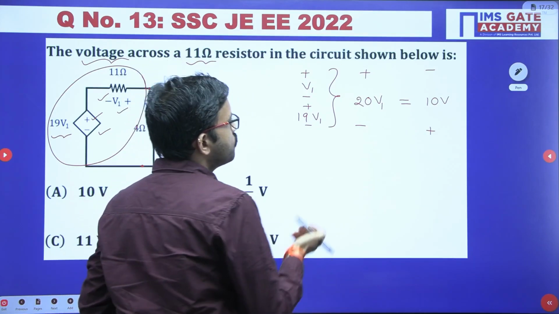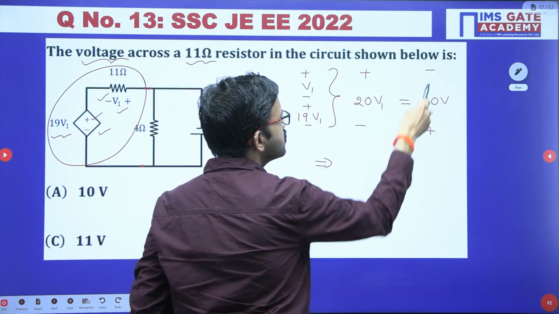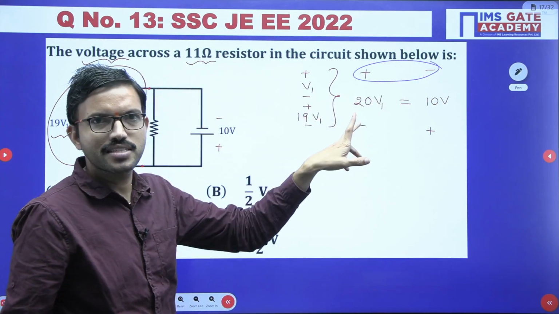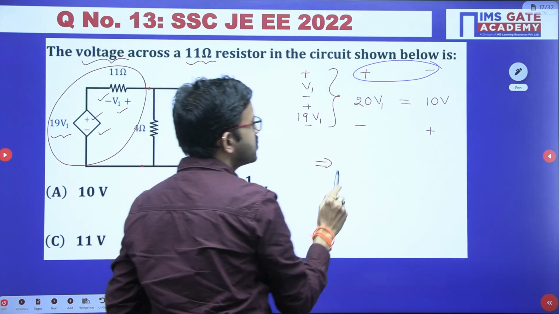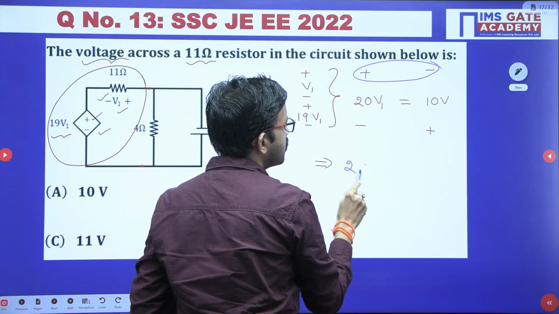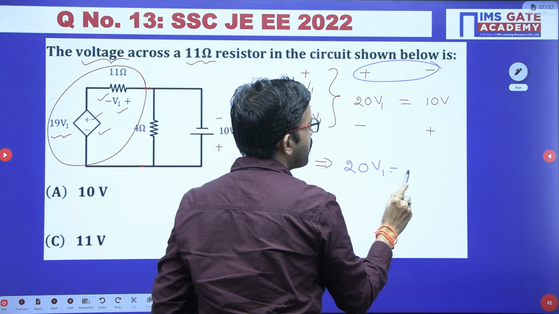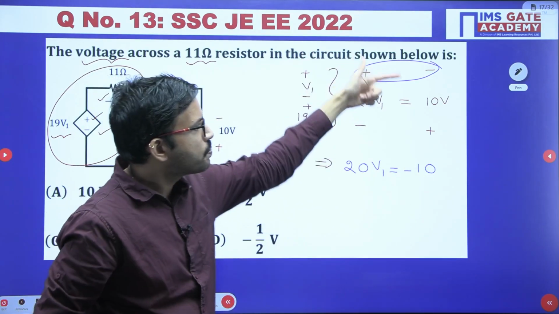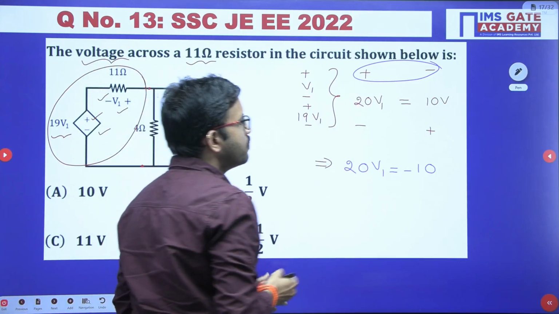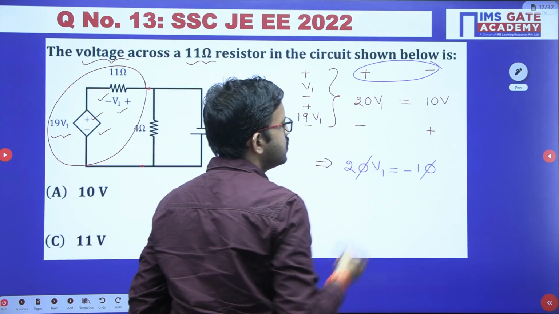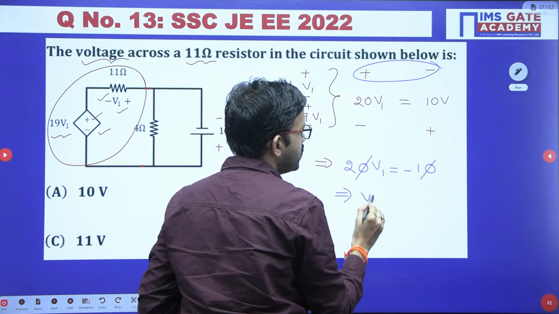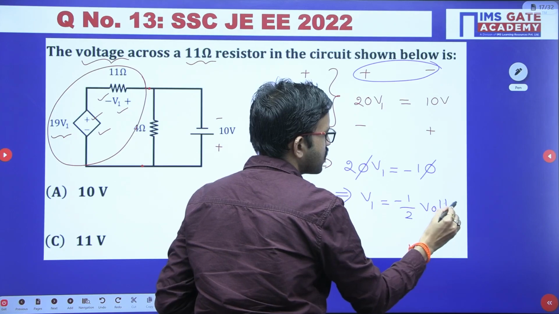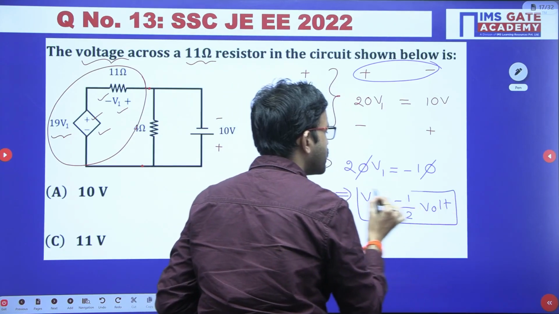If you have the same polarity, you can consider it as it is, but since the polarities are opposite, 20 V1 is equal to minus 10. From here the 0 will get cancelled, and you get V1 equal to minus 1 by 2 volt. Minus 1 by 2 is nothing but minus 0.5.